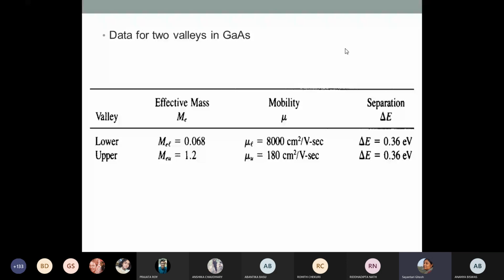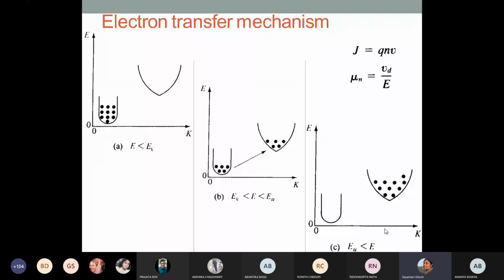Okay, so this is something important to remember. Effective masses are way different from each other, mobility is way different from each other, and the separation between the two levels remains the same, that is, the energy separation is 0.36 electron volt. The separation is the difference between the bottoms of the two valleys. So this is the scenario that we only find in 3-5 semiconductors like gallium arsenide. This two valley picture is not present in semiconductors like silicon or germanium. This is only present in materials like gallium arsenide.